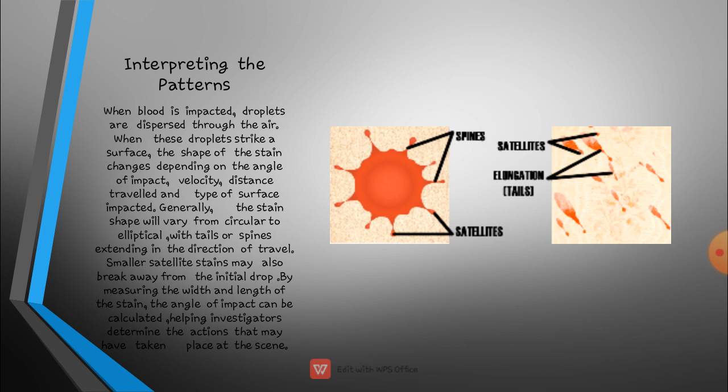Smaller satellite stains may also break away from the initial drop. By measuring the width and length of the stain, the angle of impact can be calculated, helping the investigators determine the action that may have taken place at the scene. Actually, the blood can help us to know what was the reason that this blood is present here. It is called the interpreting of patterns.